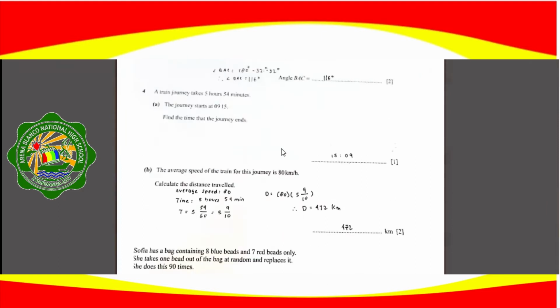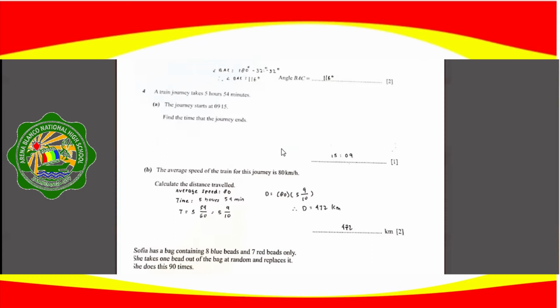A train journey takes 5 hours and 54 minutes. The journey starts at 9:15 a.m. Find the time that the journey ends. 15:09. So how did you arrive at your answer? Since this is 24-hour time, I add 5 and 9, which is 14, and 54 and 15, which is 69, and then I add 1 more hour, so it became 15:09.